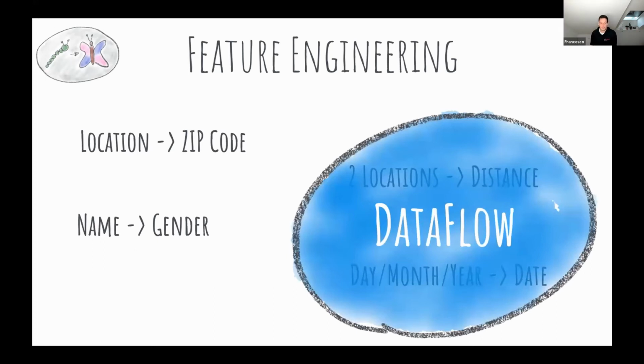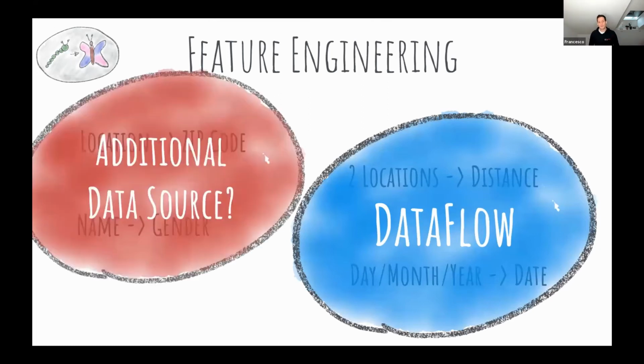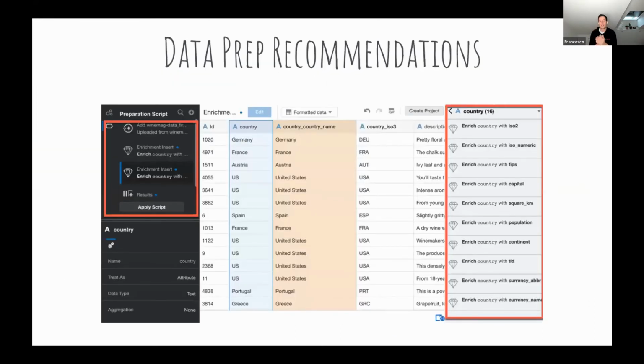It's our ETL tool. On the other side, what about the other two transformations? In most of the other tools, you need to create or collect an additional data source, which, for example, for all the locations gives me the zip code, or for all the names gives me the gender, and do the joining yourself. With Oracle Analytics, you have what is called data preparation recommendation. So if the tool understands that you have a name column, it will automatically suggest that you add the gender. If the tool, for example, understands that you uploaded a data set with the credit card number, it will suggest that you should obfuscate those.